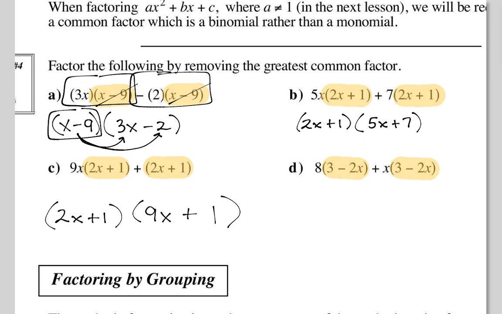Good. Who said that, Ryan? Good job, man. Because there's a little 1 here that you don't see. It's not written.